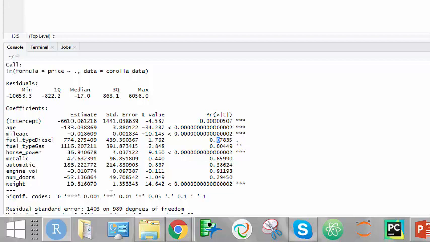I can't just remove diesel and keep gasoline, right? They're different dummy variables which were created from the fuel type, right? So I can't remove one of them and keep the rest of them, right? It's kind of all or nothing type of deal.